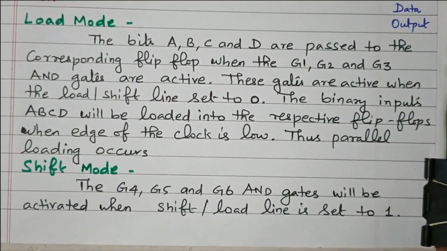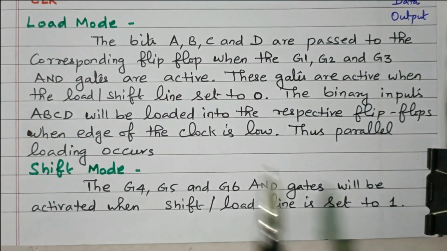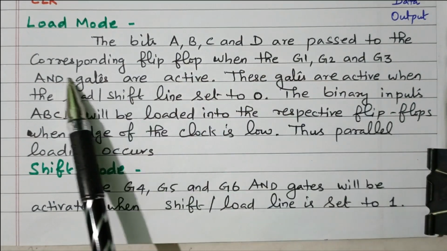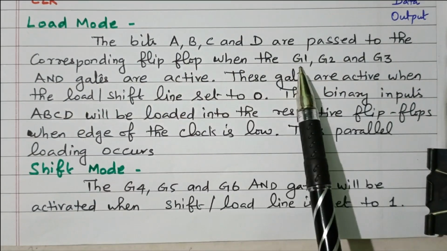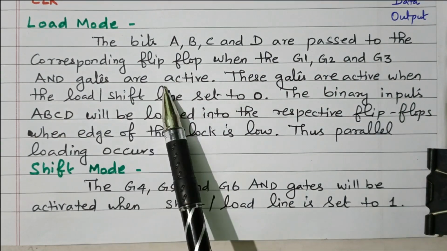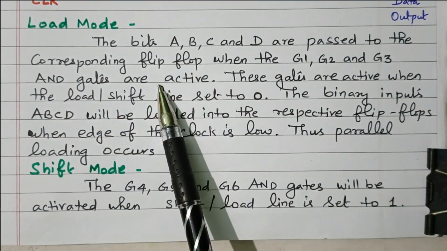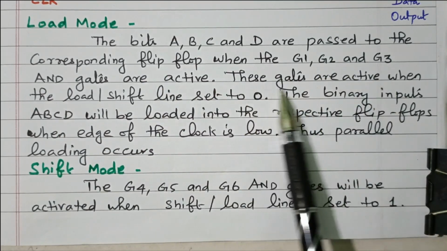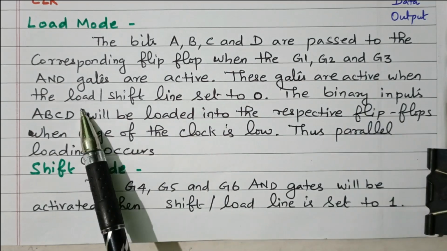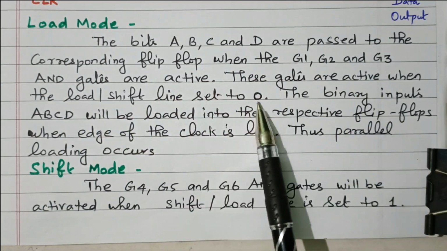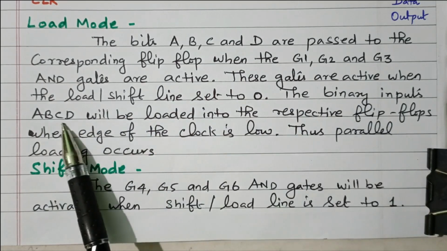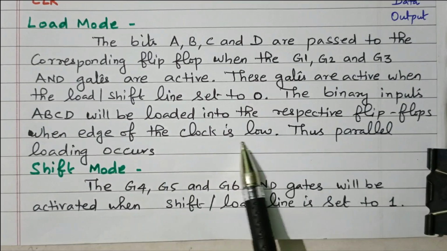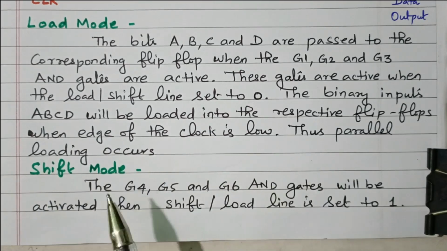So what we discussed now is given as a description. The bits A, B, C and D are passed to the corresponding flip-flops when the G1, G2, G3 AND gates are active. This is the first mode. 0 means that after the NOT gate, G1, G2, G3 get high outputs. These gates are active when the load/shift line is set to 0. The binary inputs A, B, C will be loaded to the respective flip-flops when the edge of the clock is low. Thus parallel loading occurs, right?